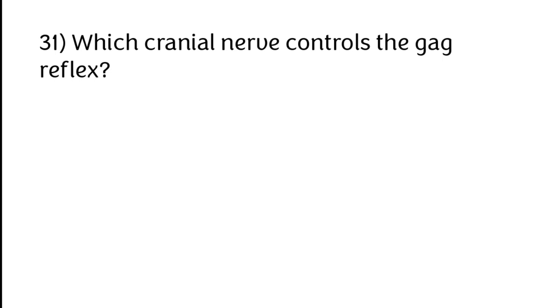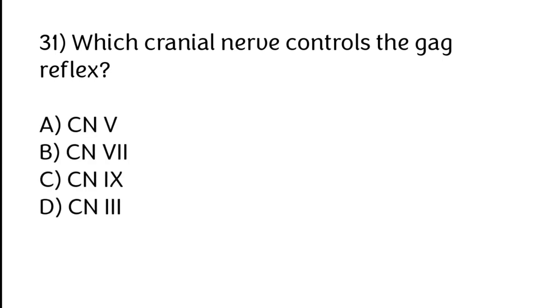Which cranial nerve controls the gag reflex? Cranial nerve 5, cranial nerve 7, cranial nerve 9, cranial nerve 3. Correct answer is option C, cranial nerve 9.